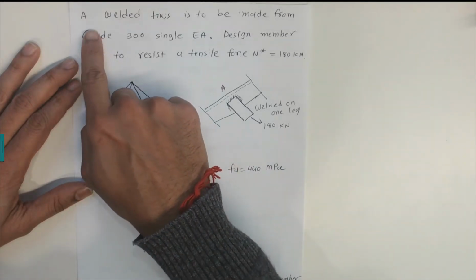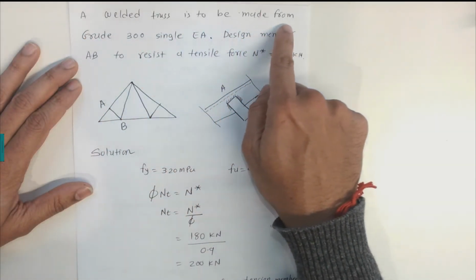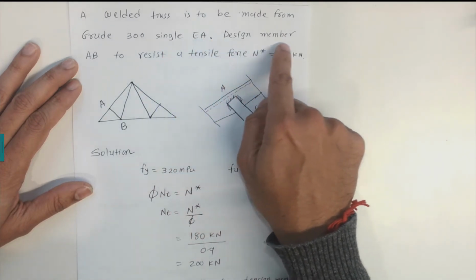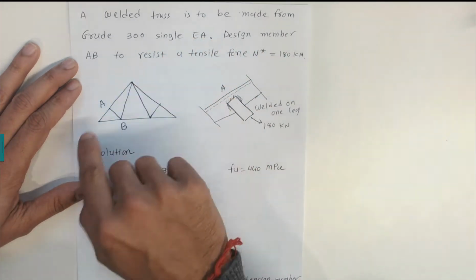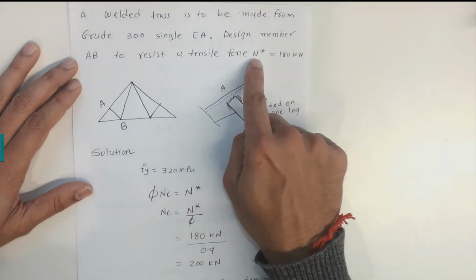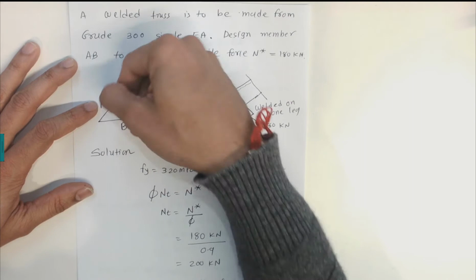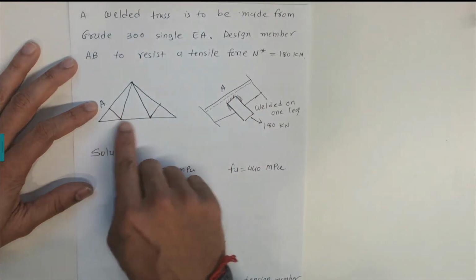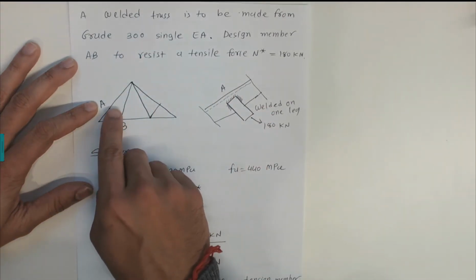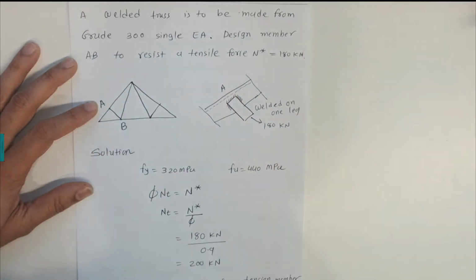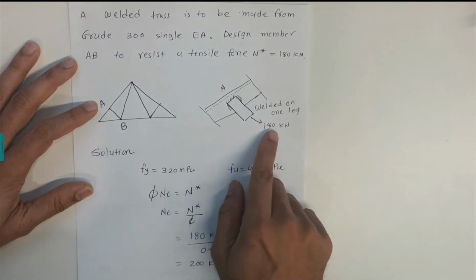This video explains how a welded truss is to be made from grade 300 single equal angles. Design member AB. We need to design member AB to resist the tensile force N* of 180 kilonewtons. I think this is the internal force in the members. If you do the section method or the joint method for this truss, you are able to find this 180 kilonewtons is the internal axial force, that is tensile force.